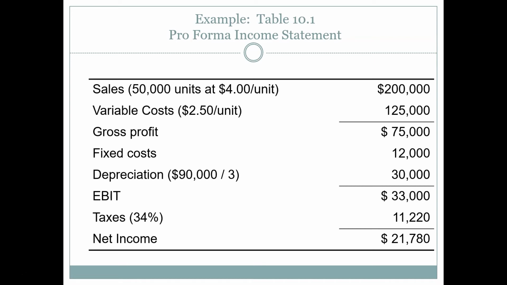So I wouldn't actually be paying 34% anymore, but it's an old example, I haven't updated it. So EBIT minus taxes of $11,000 gives me net income, which is called profit, or sometimes just called earnings. And I get profit here, or earnings of $21,780. So this is a profitable project, this is a profitable business based on these estimates.